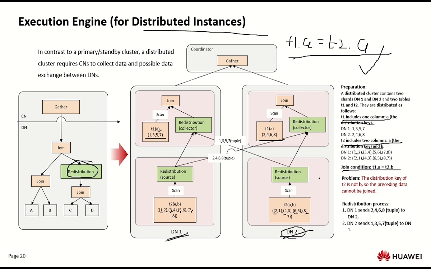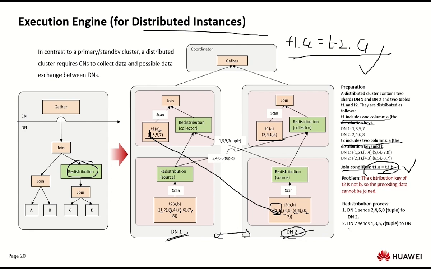However, in this case, it's different. It's table1.A equals table2.B, and B is not the distributing key. You will see that, for example, if you are looking for B equals 1, then B equals 1 is here. Which means this column needs to be joined with this column, which definitely is across two different data nodes. So how do we do that?